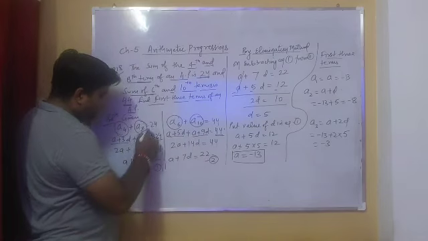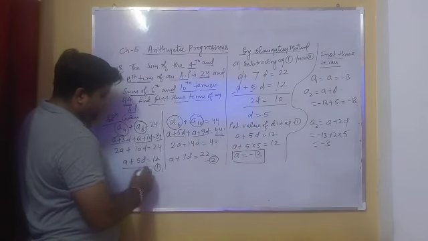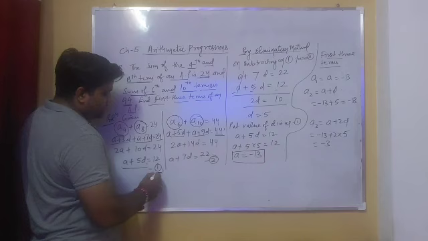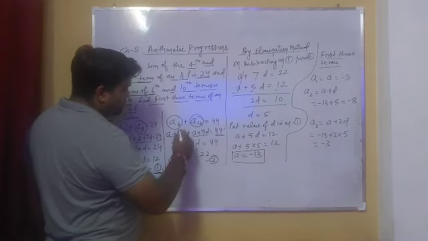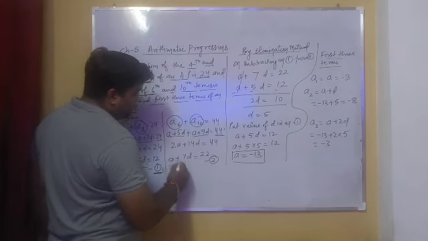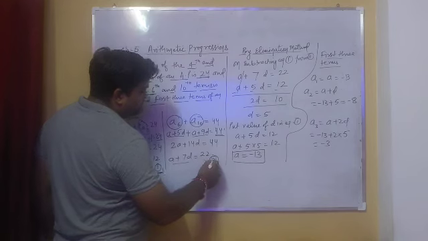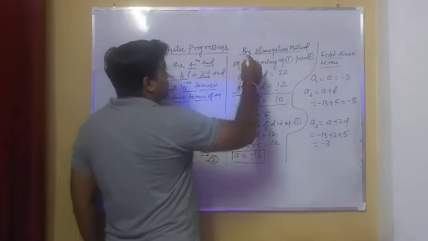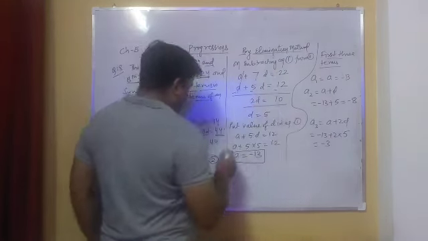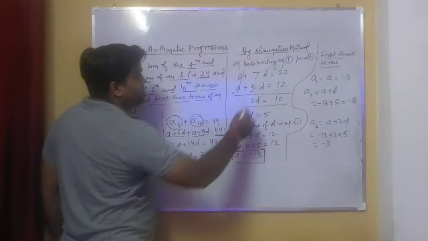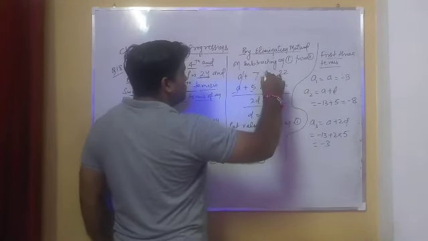On solving that equation, we get a plus 5d equal to 12. We consider it as the first equation. Similarly, we solve this part and we get the equation a plus 7d equal to 22, which is the second equation. Now here by the elimination method, we subtract equation number first from the second, arranging in horizontal form.